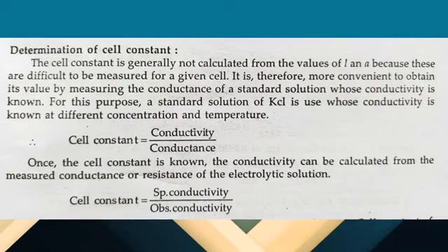Now the determination of cell constant. The cell constant is generally not calculated from the values of L and A, that is the length and cross sectional area, because these are difficult to measure for a given cell. It is therefore more convenient to obtain its value by measuring the conductance of a standard solution whose conductivity is known.